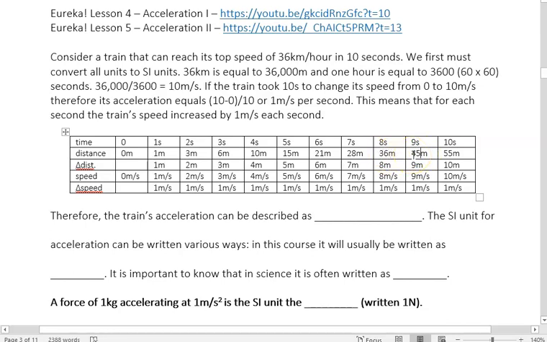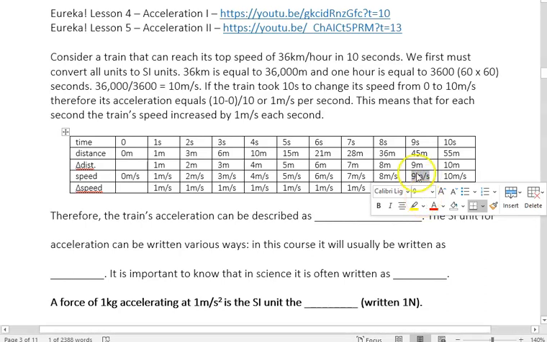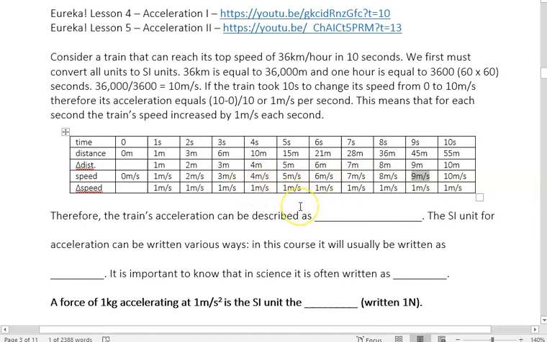That's an increase of 9. It went 9 meters in that 1 second, so you could call it speed. In that second, you'd say its speed was 9 meters per second. The previous second was only going 8 meters per second, then 7, then 6. Every second it's increasing its speed by how much? It's increasing its speed by 1 meter per second every second. So therefore the train's acceleration can be described as 1 meter per second every second.